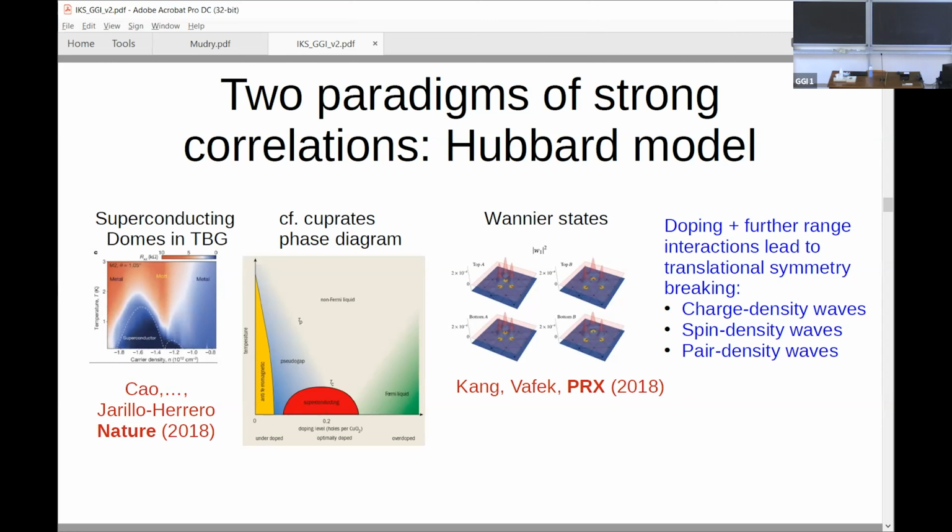It's going to be more complicated than the standard Hubbard model you might write down. And it's known that in this sort of case where you've got further range interaction, the Hubbard model tends to go to some sort of translational symmetry breaking state, like charge density waves, spin density waves, or pair density waves. And for this reason, we might expect that translational symmetry breaking is going to be relevant for twisted bilayer graphene as well, and that's going to motivate us to look for translational symmetry breaking in our study.